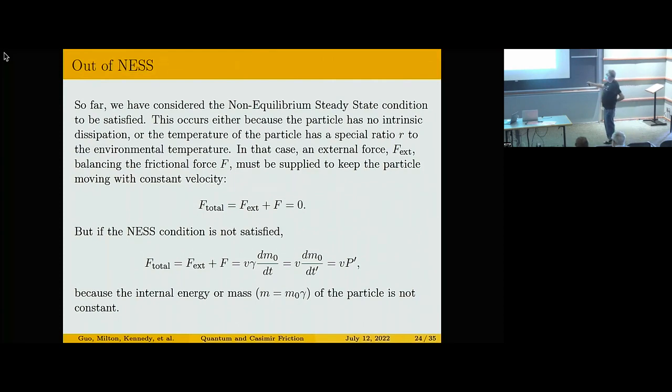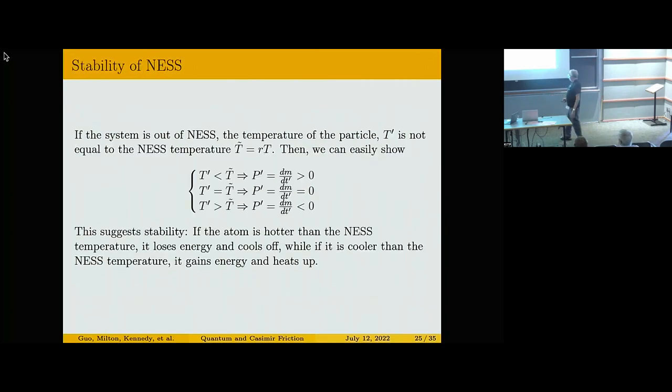This means the bare mass changes in the rest frame. And this is just saying that because the particle is gaining or losing energy, there necessarily is a total net force on it because its inertial properties are changing. And that suggests that this NESS condition is stable. In other words, if you're not in NESS, you will try to return to NESS. So if the temperature of the atom is less than the NESS temperature, the atom is too cold, the particle will actually heat up because it will be gaining energy. Whereas if the temperature is too high, the particle will be losing energy, it'll cool off. So we believe this is an indication of stability, although we don't have a complete proof of that.